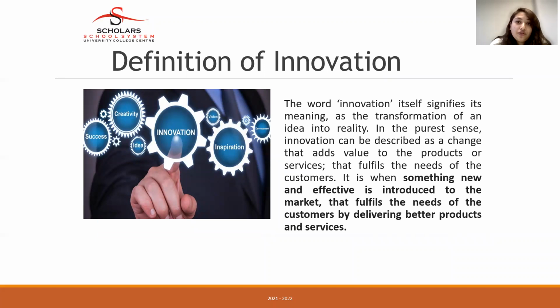Next is the definition of innovation. The word innovation itself signifies its meaning as transformation of an idea into reality. So in the purest sense, innovation can be described as something new and effective that is introduced to the market that fulfills the needs of the customers by delivering better products and services.